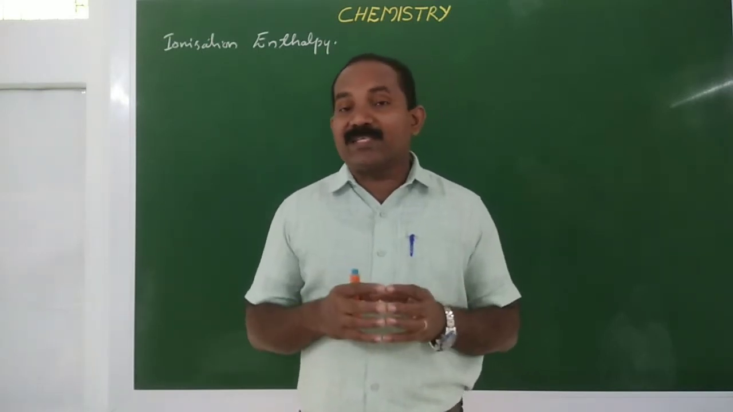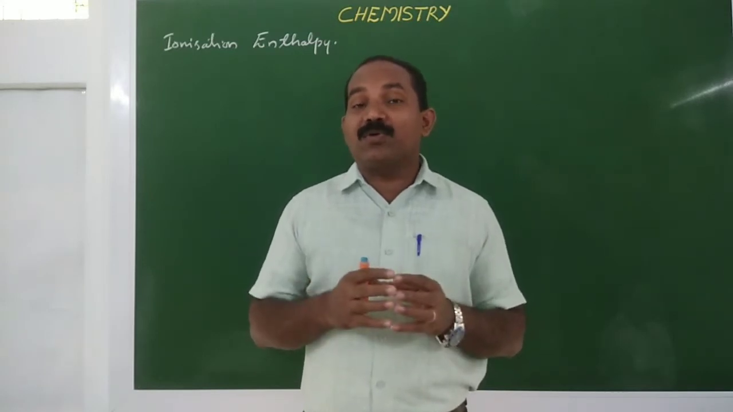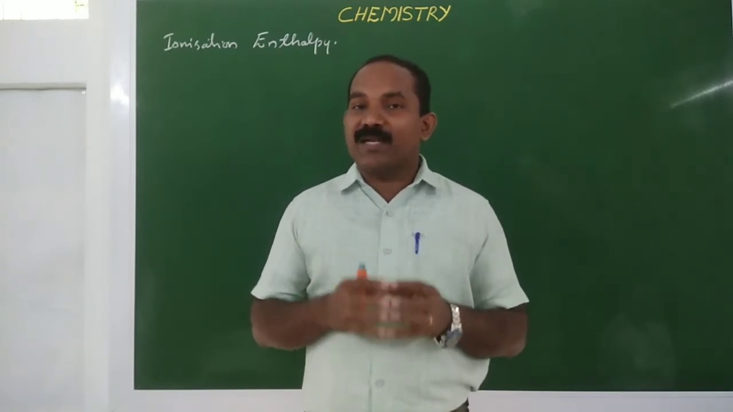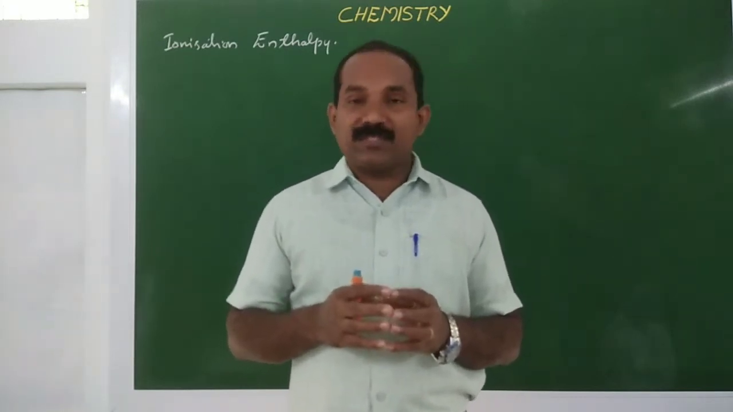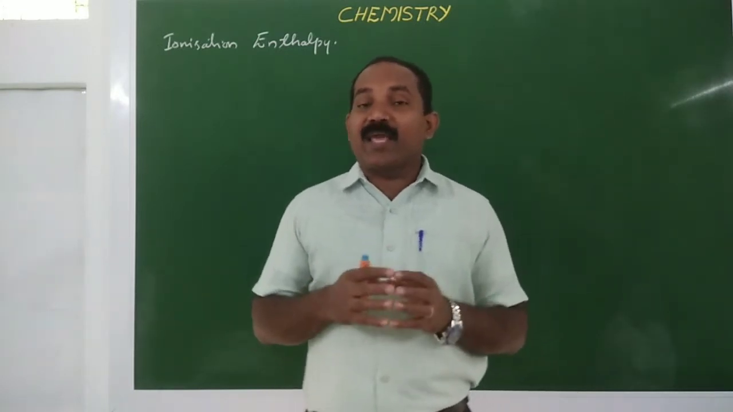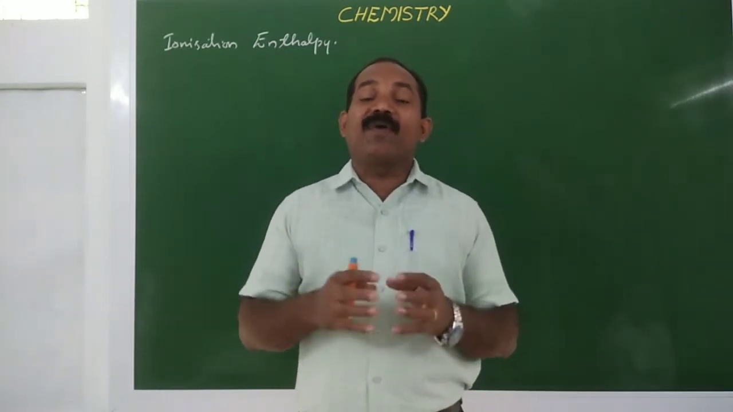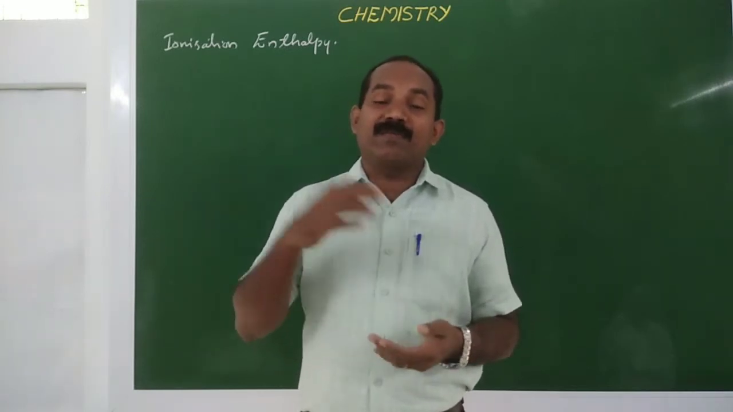What is ionization enthalpy? The energy required to remove the electron from the valence shell, that is the loosely held electron, from an isolated gaseous atom. That is ionization enthalpy. And in the case of lithium, it is 520 kilojoule. Lithium loses one electron, it is 520.